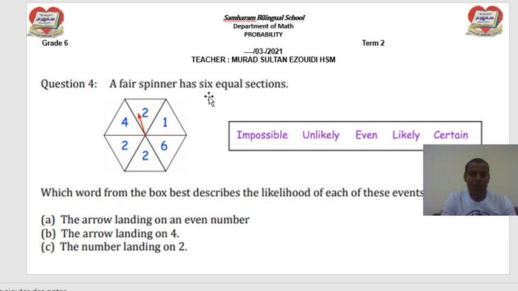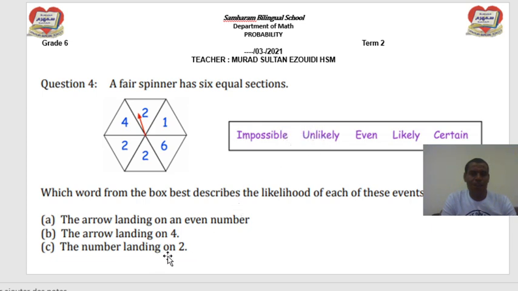Okay, 1 is odd. The arrow landing on 4. How many 4s here? Only one single 4. So the probability of landing on a 4 is 1 divided by the possible outcomes, which are 6. So 1/6 is effectively unlikely. Okay, 1/6, it's the word unlikely.